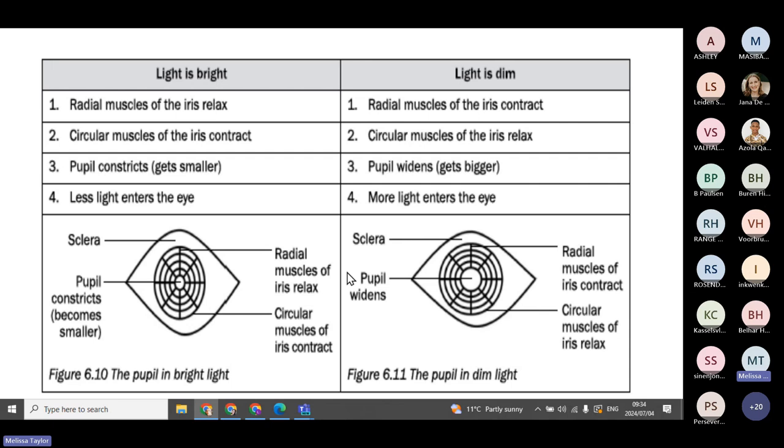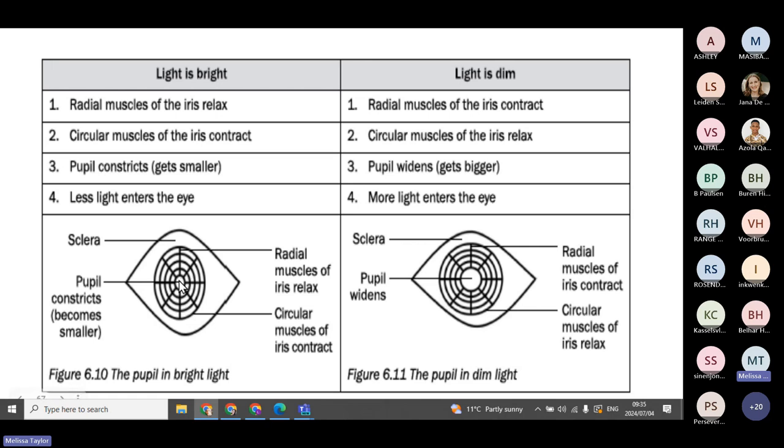Now I always tell my students, just like with accommodation, learn one of them really well. And the other one is just the opposite. So when you look at the iris, there are two groups of muscles. I want to just quickly give you this little tip. For those of you that do maths and you remember what a radius is, the radius goes from the middle of the circle to the edge of the circle. So the radial muscles of the iris go from the middle out to the edge. So these are the radial muscles. And the circular muscles are the round ones because they look like little circles. So these are the circular muscles going round. Now, if you just remember that, then this process is a bit easier.